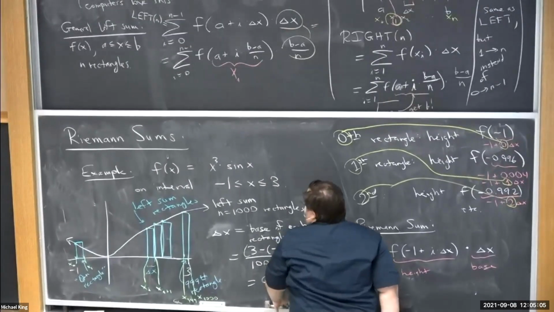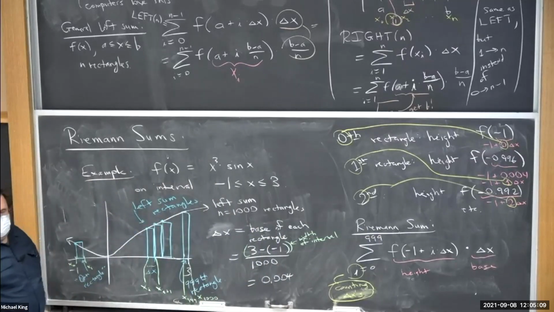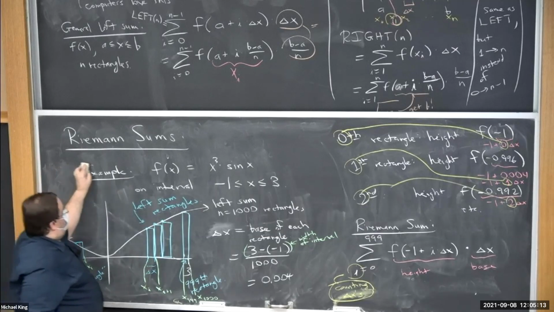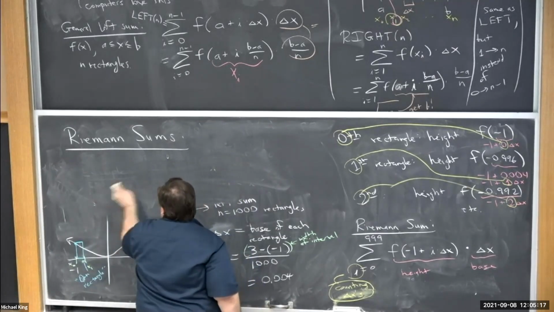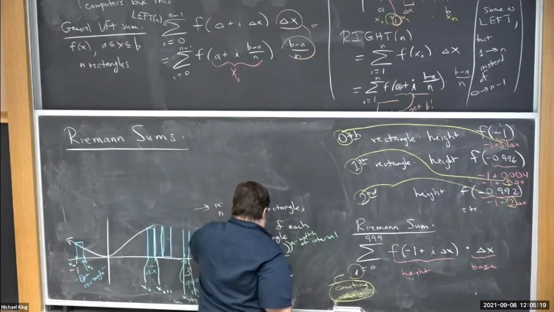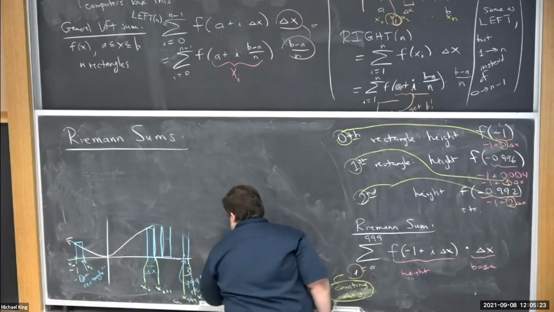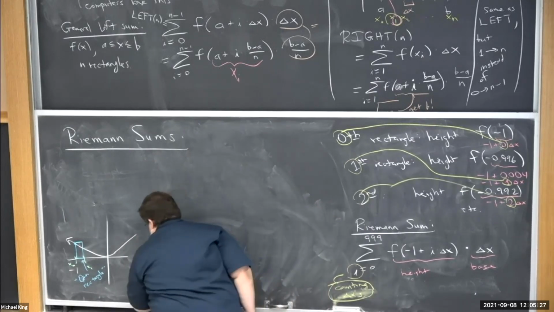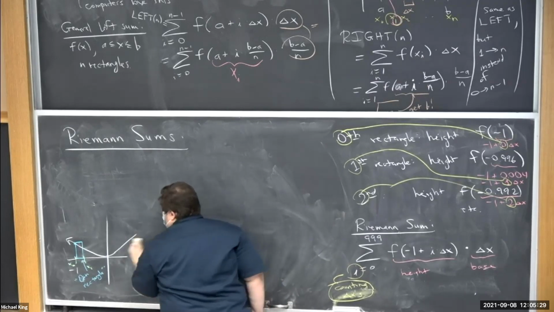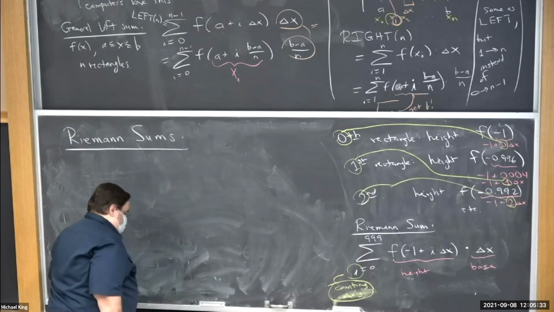I want to mention briefly, there are these other two types of Riemann sums you can do called trapezoid sums and midpoint sums that might be a little bit better approximations. We might get to some of that today in the lab if we have time, if I don't talk for too long.